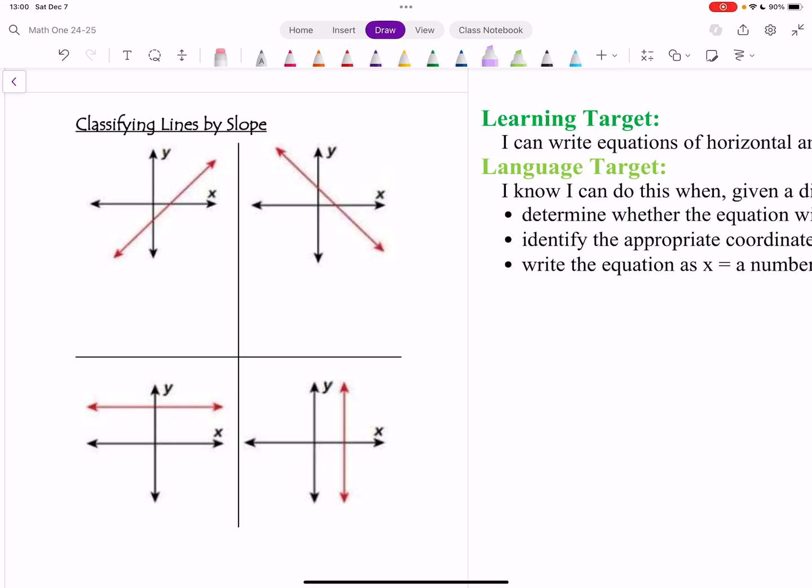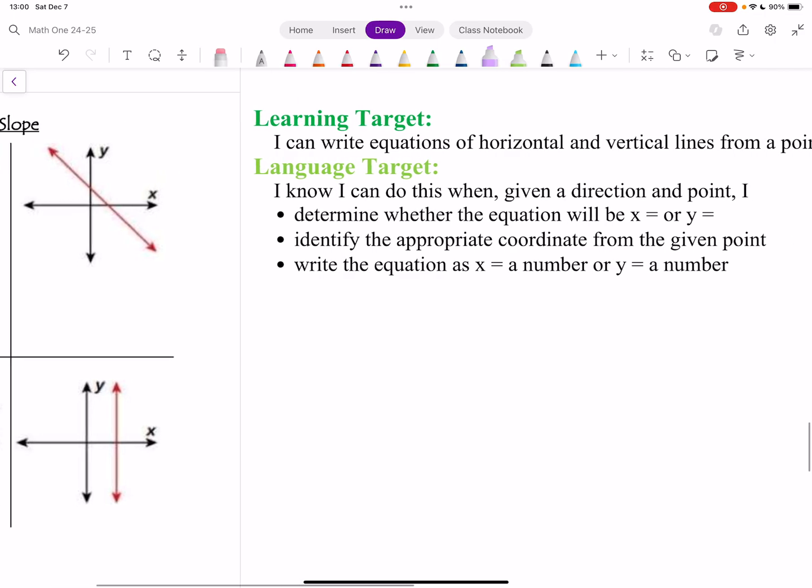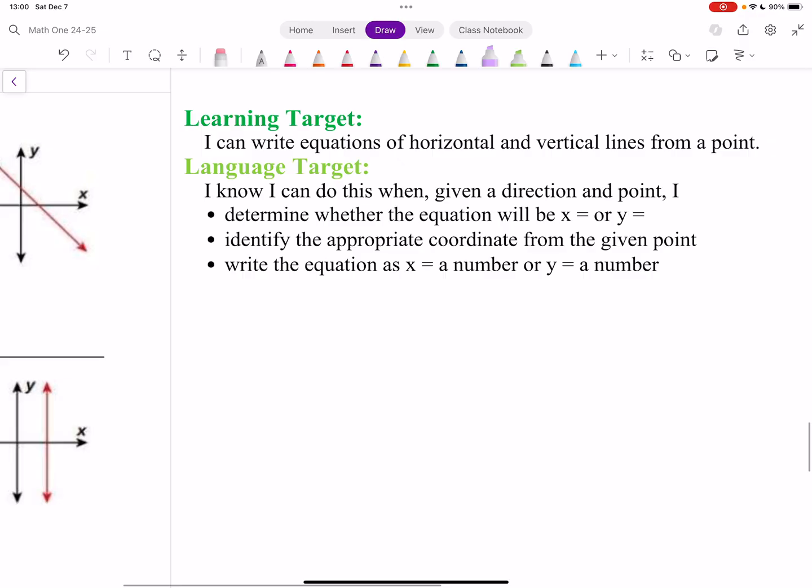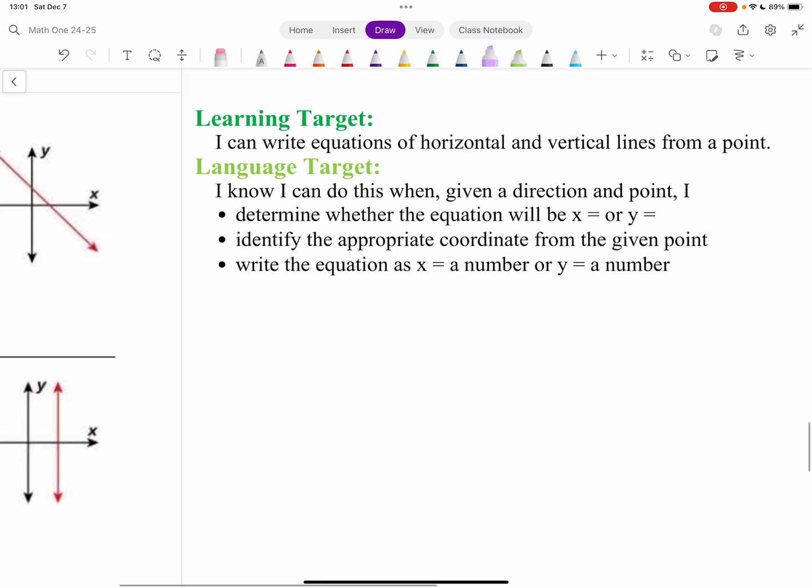In this lesson, I'm going to show you how to write equations of horizontal and vertical lines from points. The learning target states, I can write equations of horizontal and vertical lines from a point. And you can do this when, given a direction such as horizontal or vertical and a point, you determine whether the equation will be x equals or y equals based on whether it's horizontal or vertical, identify the appropriate coordinate from the given point, and then finally write the equation as x equals a number or y equals a number.